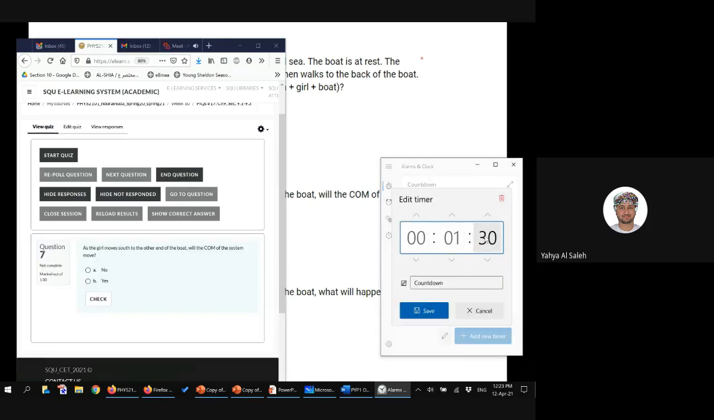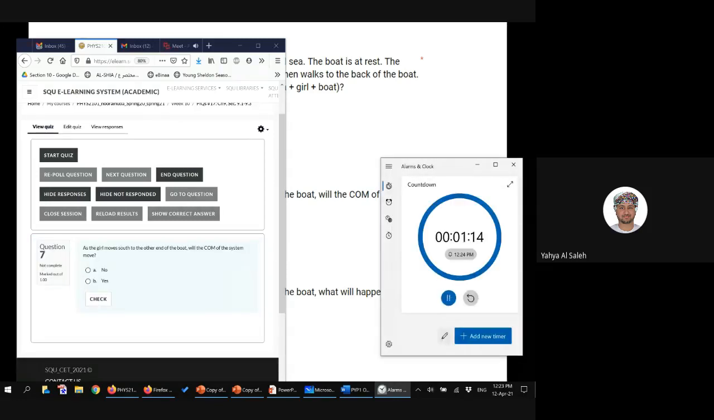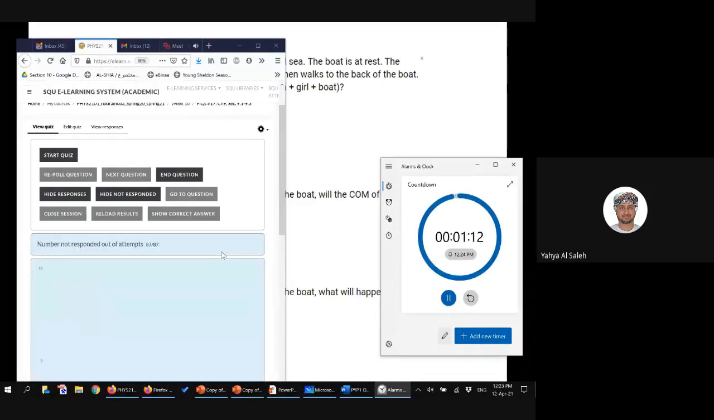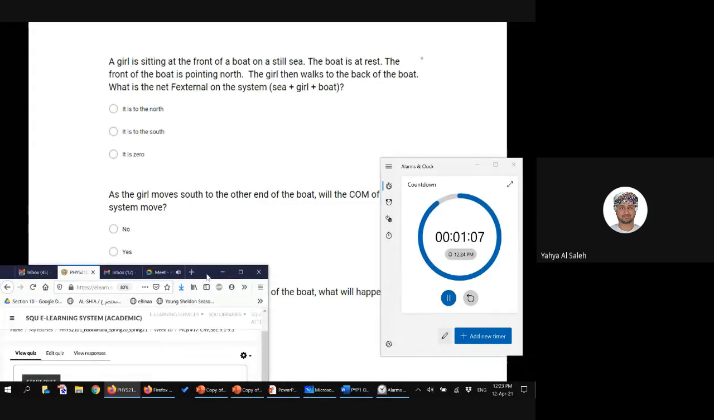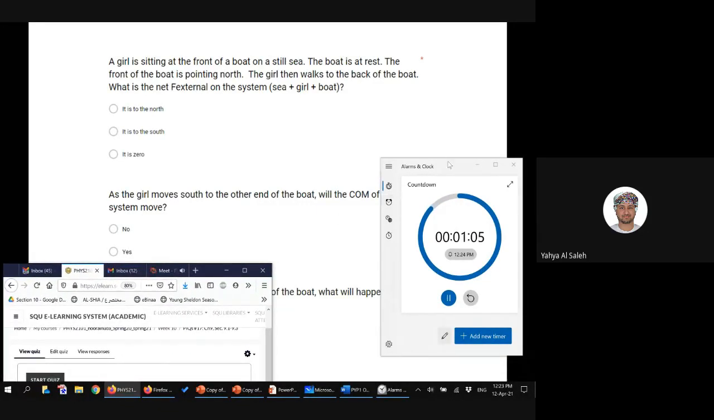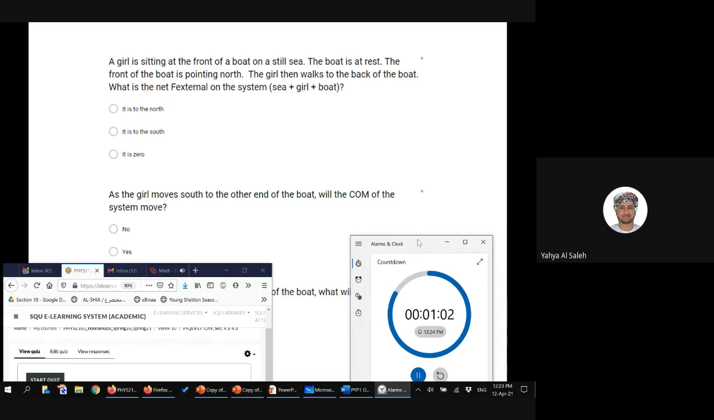And we'll quicken it up a little bit. Let's go. As the girl moves south to the other end of the boat, will the location of the center of mass change? Or will the COM move? I'm not asking if the boat will move. I'm asking if the center of mass, the location of the center of mass, will move or not. Tricky, but think about it.